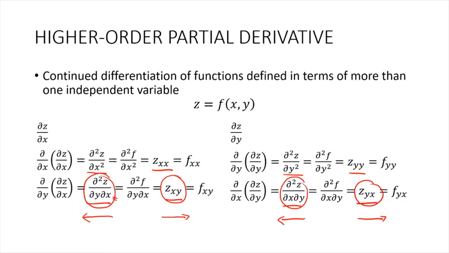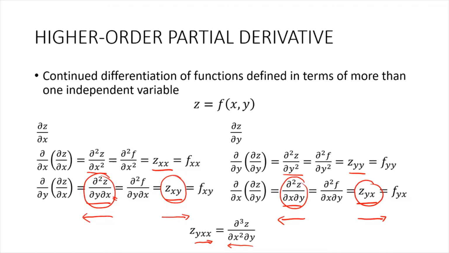For instance, if we have the third partial derivative of z with respect to y, and then with respect to x, and then with respect to x again. For the subscript notation, the order is from left to right. So with respect to y first, and then with respect to x, with respect to x. For this notation, the order is from right to left. So y first, and then with respect to x, with respect to x again.